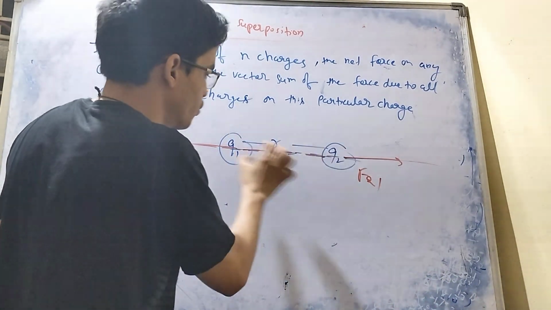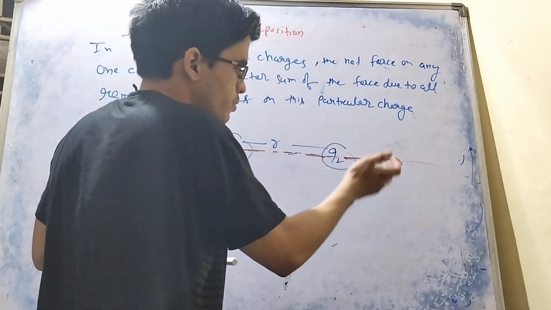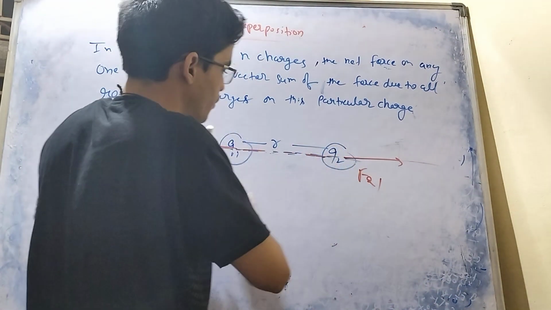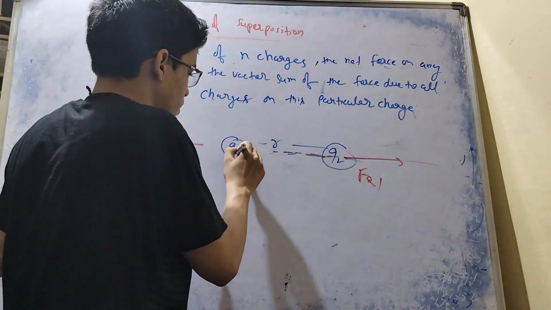Force exists here because of charge 2, and that force is repulsive. Here also force exists, force on 2 due to 1. If one of them were not present, no force would be present here. Understood? So I am writing here Q1.